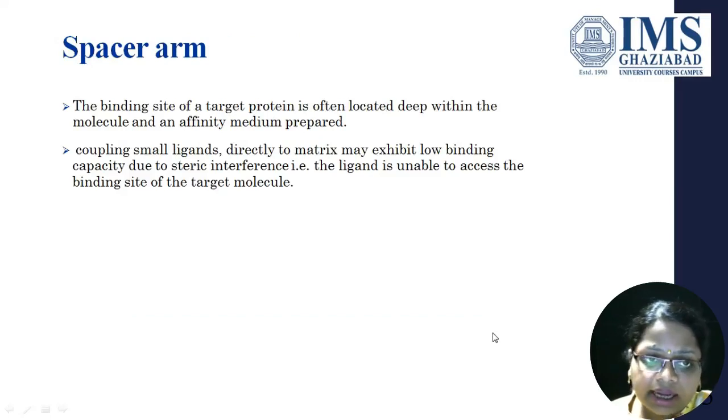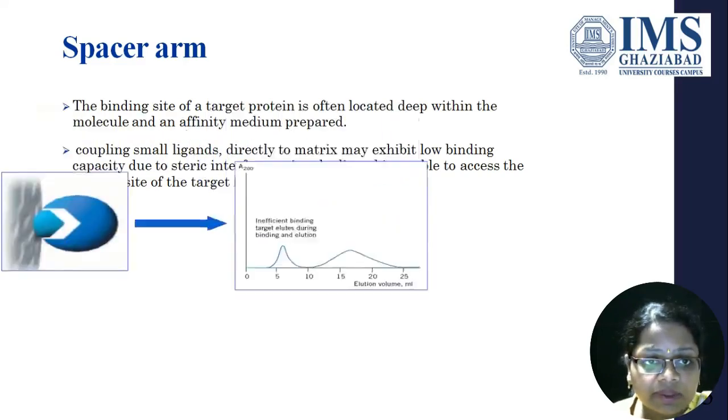There is one important thing, that is the spacer arm. The binding site of a target protein is often deeply located within the molecule. Coupling small ligands directly to the matrix may sometimes show steric interference, where there might not be proper space available for the ligands to bind, and then there will not be enough space for the target analyte to interact properly with the ligand. So we make use of spacer arms.